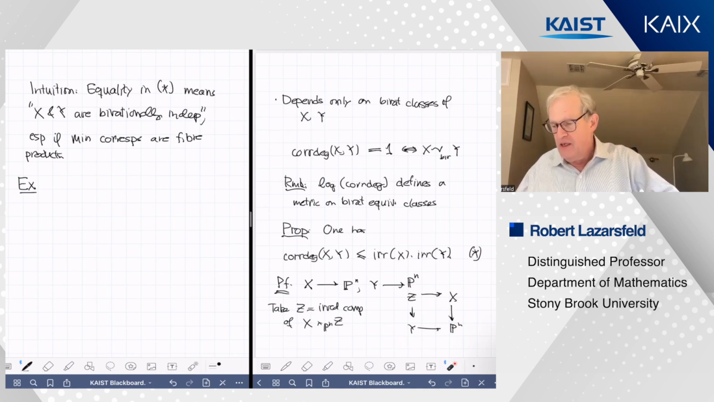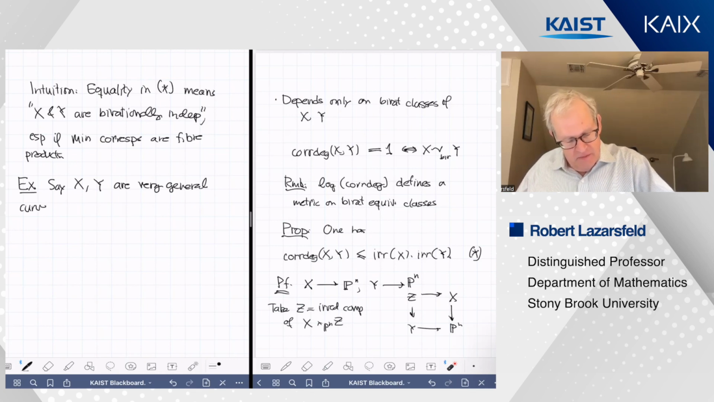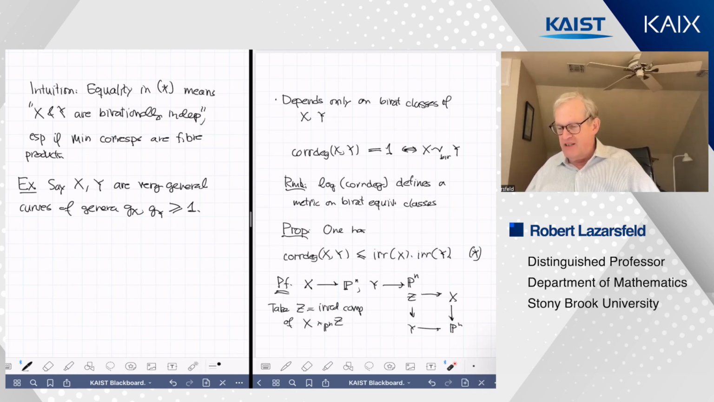So let's do an example where you can see that this happens, namely, let's take the case of curves. So let's say that x and y are very general curves of genera gx and gy at least one. Then I want to claim that we're in this situation of birational independence.